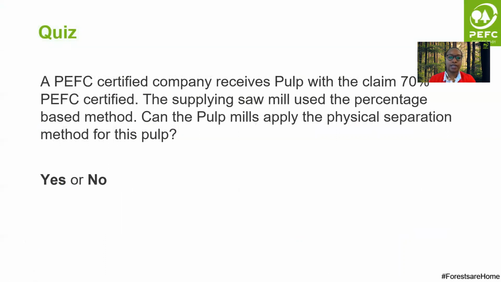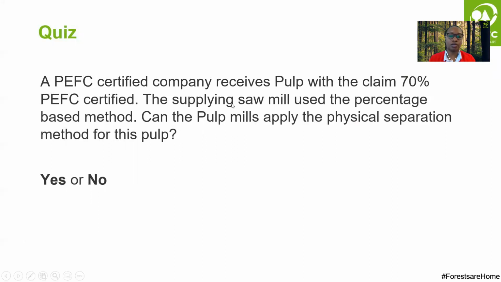So now let's take a short quiz. Here, a PEFC certified company receives pulp, for example, with the claim 70% PEFC certified. The supplying sawmill, or the company that supplied the pulp, used the percentage-based method. Can the pulp mill or the company apply the physical separation method for this pulp? Yes or no? So I will hand over to Huang to guide us through the quiz and the Q&A session.